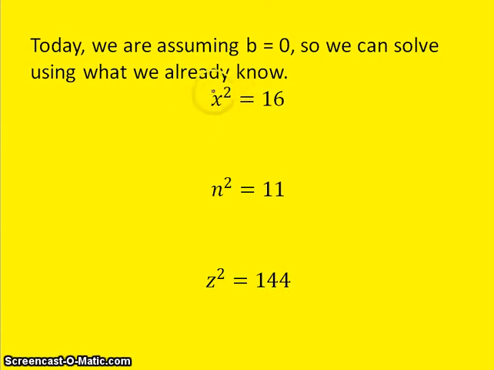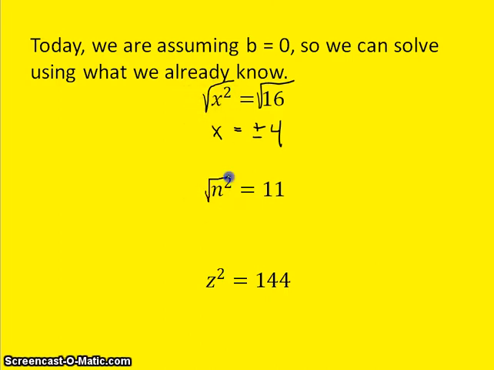Now to get x by itself, it's x squared. To undo a square, we take a square root of both sides. So x equals, and remember when we take the square root of 16, because it's x squared, we get two numbers, positive and negative 4. Positive 4 squared is 16, negative 4 squared. If we plug 4 in here, 4 squared is 16, and negative 4 squared is 16.